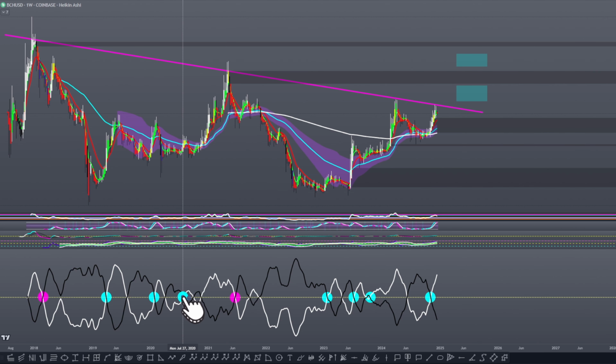4, 5, fifth prime cross, July 27th, late July 2020. Fantastic buy-in. Would have bought somewhere around $230.